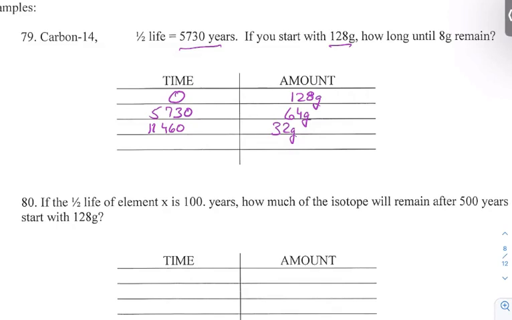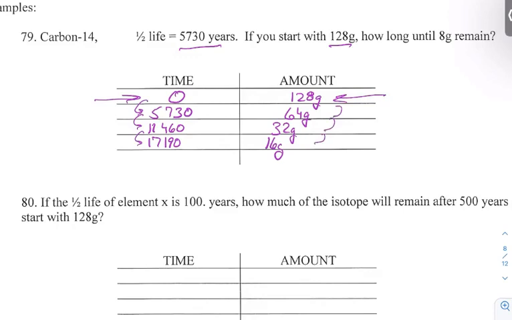Now, after another 5,730 years, which takes me to a total time of 17,190 years, this 32 grams would have decayed to 16 grams. And so you see what's happening. Every 5,730 years, half of my amount decays. I started at time 0 with my original amount, and I just keep adding the half-life in this column, and I keep cutting the amount in half as I work down this column.